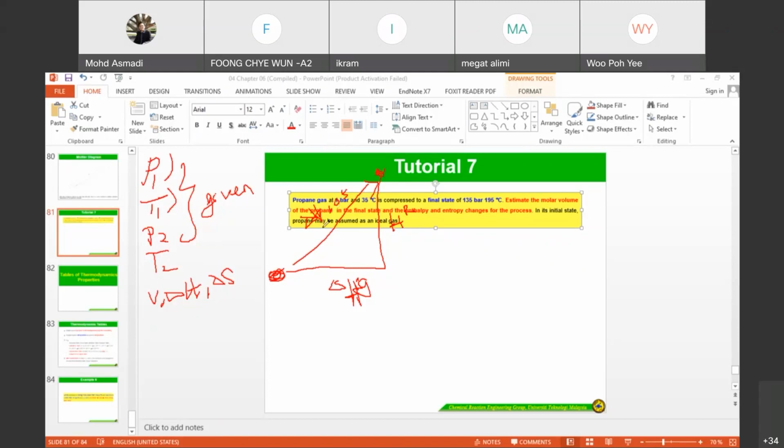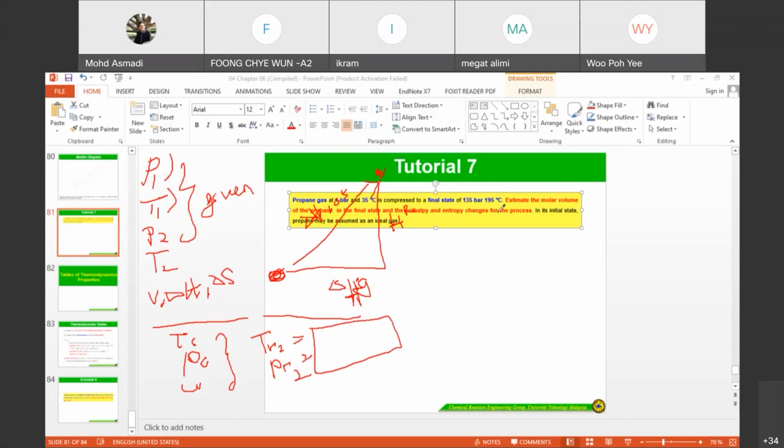Since you have to determine the volume, of course you will have to determine Tc and omega. And once you have Tc, you have to determine Tr2. Just calculate the volume at the final pressure, the final condition.